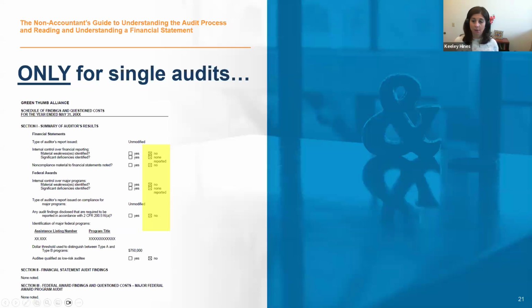And then if you recall, as I had mentioned to you, if we have a single audit, we're going to go and test the compliance. Did you follow the rules? The same type of terminology is used. You're looking for unmodified. And then you're also looking to see if there were findings that would be required to be reported in accordance with the federal requirements.